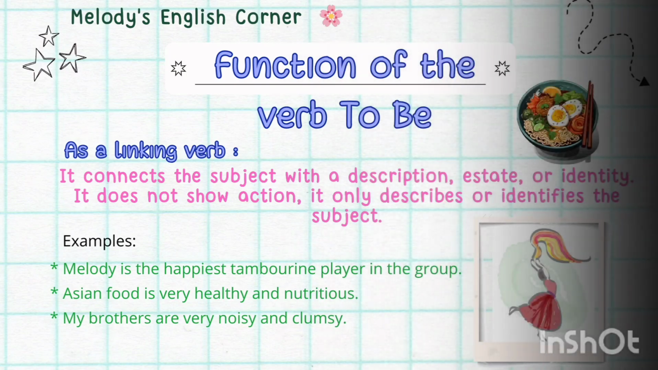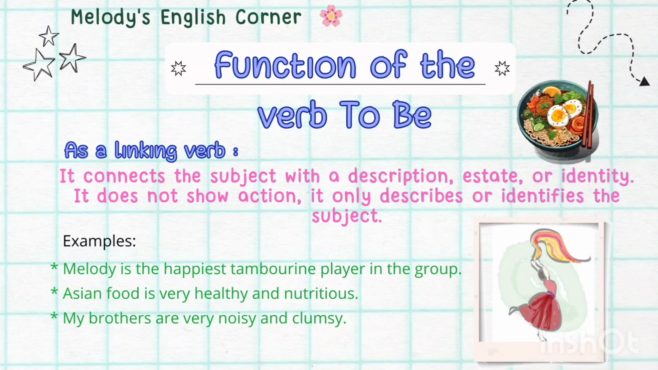Okay guys, let's start with the function of the verb to be. As a linking verb, it connects the subject with a description, a state, or identity. It does not show action, it only describes or identifies the subject. For example, Melody is the happiest tambourine player in the group. It's not action, it's a state of being, okay?